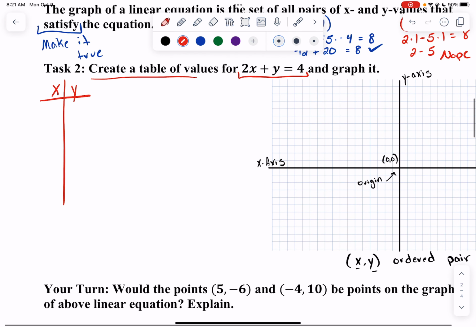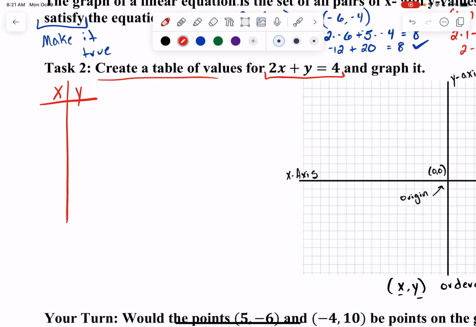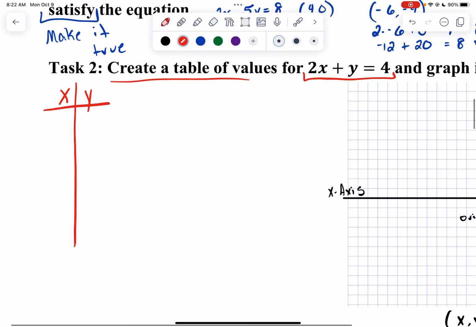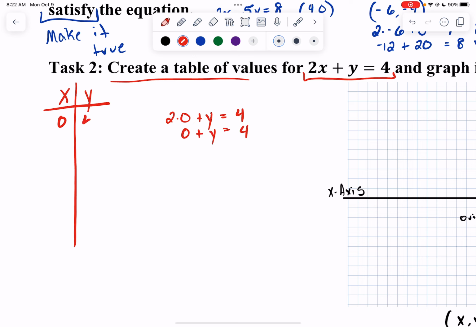All right, so I've got my XY table. Now I'm going to be like, okay, what points do I try? We just start putting in some points. I always like to start with our simplest points like 0, 1, 2, 3, but it's always good to try some negatives too. So I'm going to start with x is 0. I need to put x is 0 in here. 2 times 0 plus y equals 4. 2 times 0 is 0, plus y equals 4, so y equals 4.